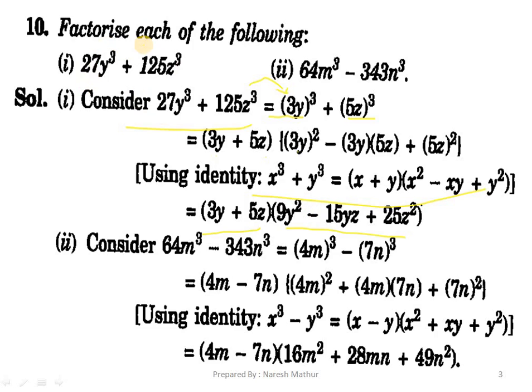Now see the second one, 64m cube minus 343n cube. 343 is the cube of 7, so we can arrange it in the form of 4m whole cube minus 7n whole cube. Now we have to use what? The x cube minus y cube identity, that is x minus y into x square plus xy plus y square. Just put the values of x and y. Here we'll consider x equals 4m and y equals 7n. So after arranging it in the identity, we'll have the final answer, that is 4m minus 7n into 16m square plus 28mn plus 49n square.